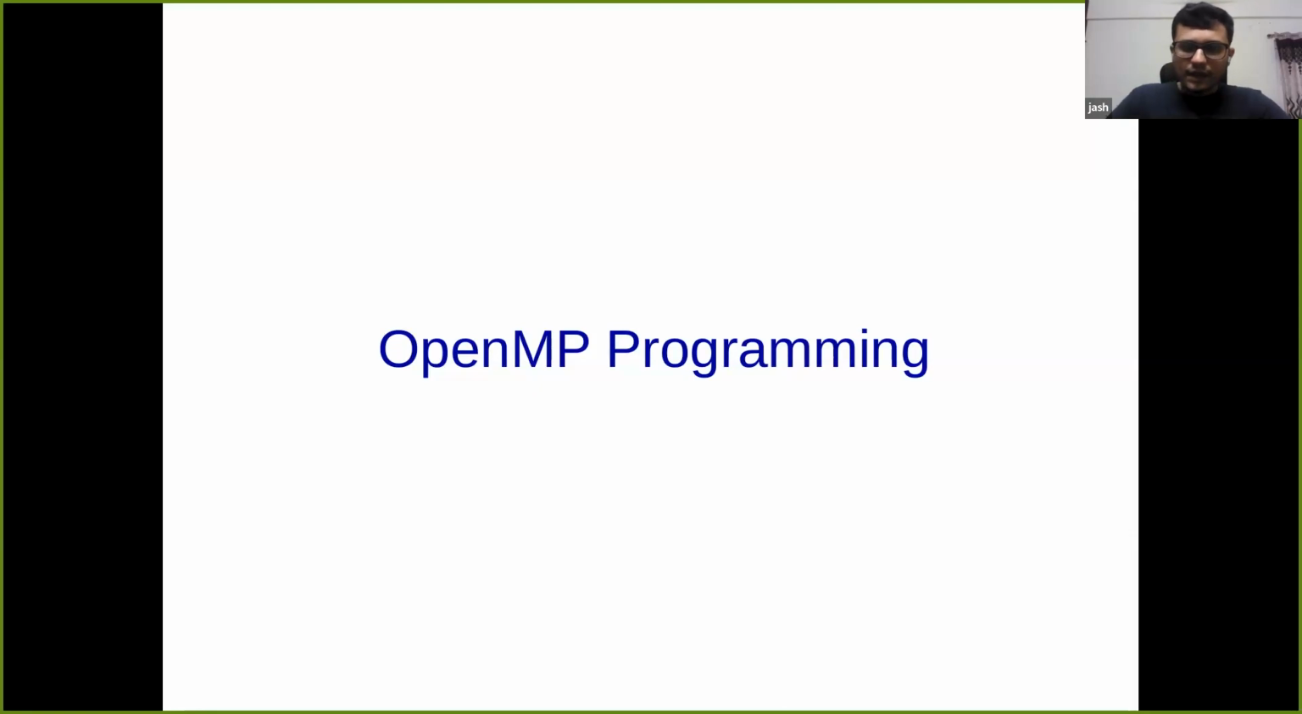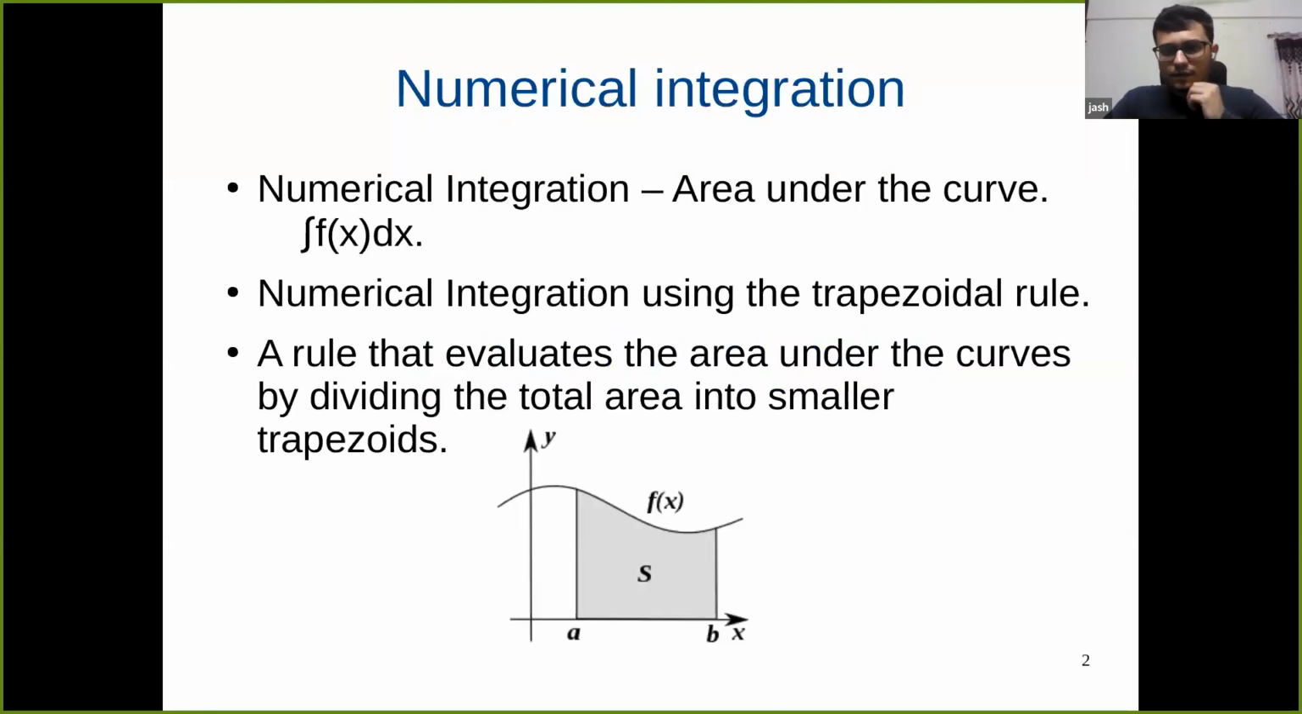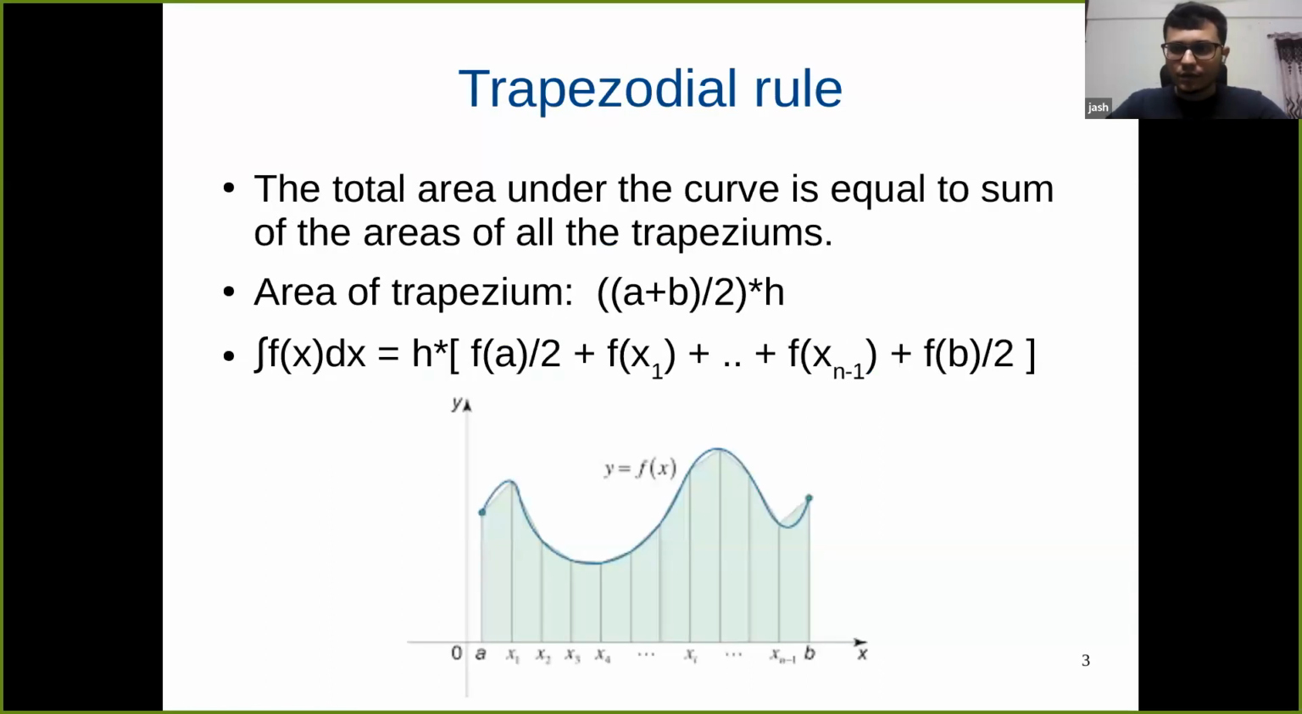So towards the end, we saw this thing, right? We saw how to do numerical integration using the trapezoidal rule. We were seeing the serial program for calculating the area under the curve using the trapezoidal rule. So there we stopped in the previous session. We'll take up from here.